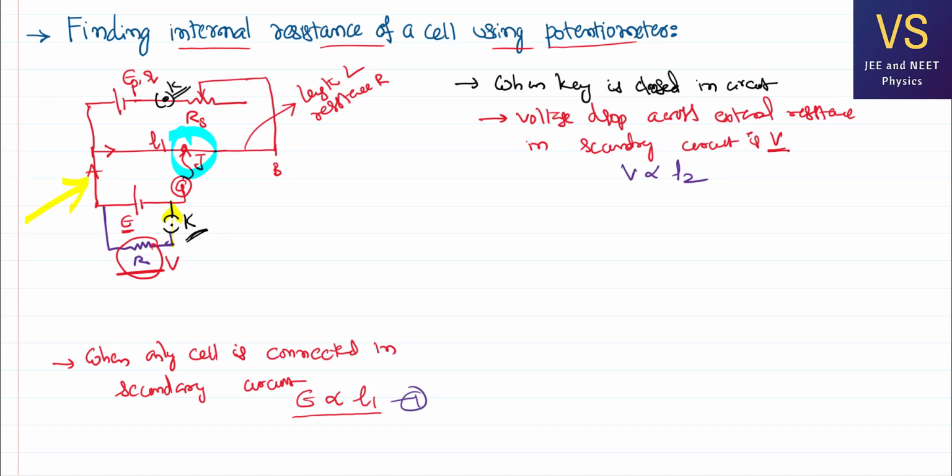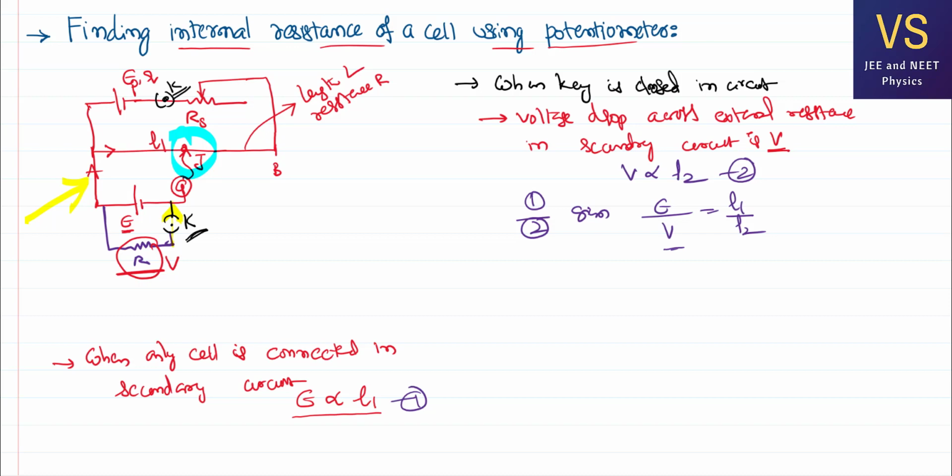So this 1 by 2 gives you the EMF of the cell in the secondary circuit by the potential drop across the same cell is L1 by L2, where L1 and L2 are the balancing lengths of the respective potentiometer. What is this E by V? I would like to calculate.